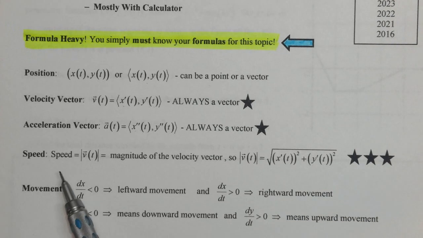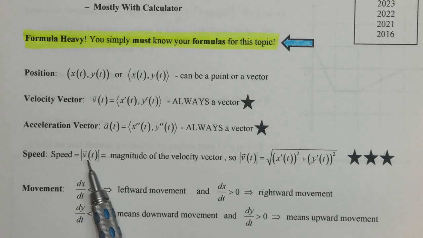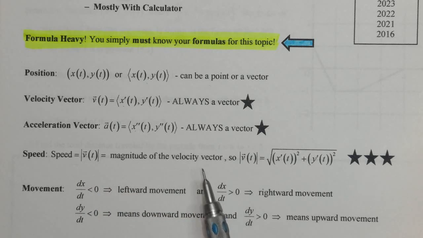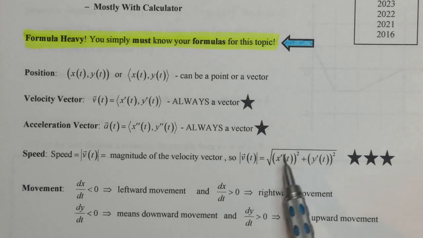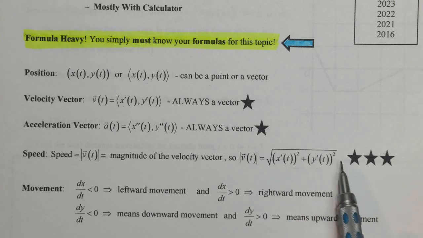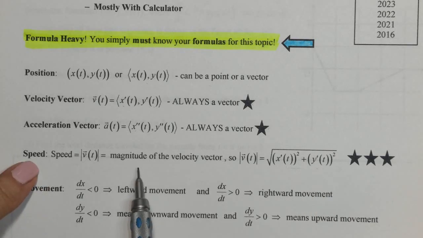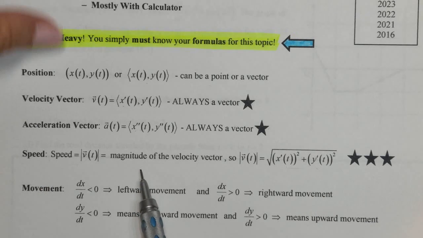Okay, speed. Speed is the absolute value of velocity, but since velocity is a vector, it's not just the absolute value of velocity, it is the magnitude of the velocity vector. The magnitude of the velocity vector, the length of the vector. So think of the Pythagorean theorem. Okay? Square root of x prime squared plus y prime squared. So speed is the magnitude of the velocity vector.